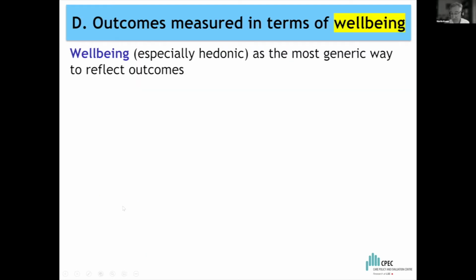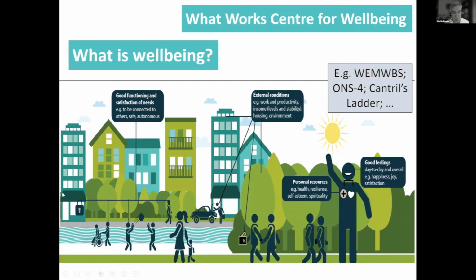And then finally, there are outcomes measured in terms of well-being. This is in the most general sense of well-being, and I'm going to show you a slide from the What Works Centre for Wellbeing, which I think illustrates the different ways in which we can measure it. It could be in terms of functioning, which is the sort of natural units we've been talking about before. It could be in terms of environment and external conditions. We sometimes think of well-being in that sense: our productivity, our income level, and so on.